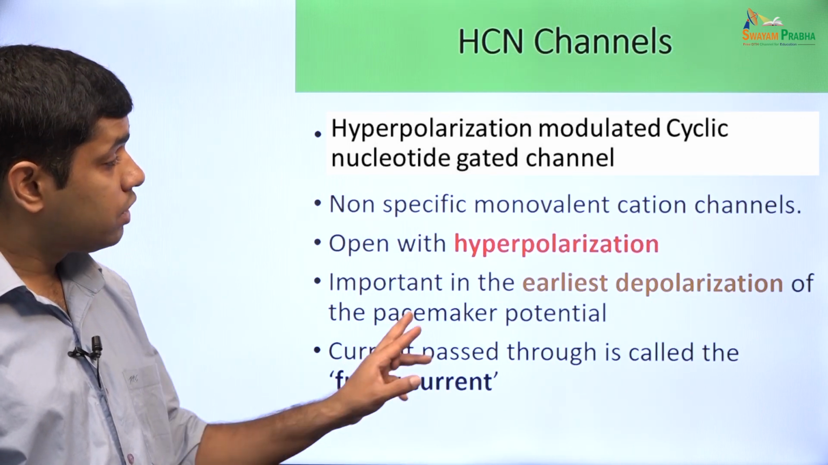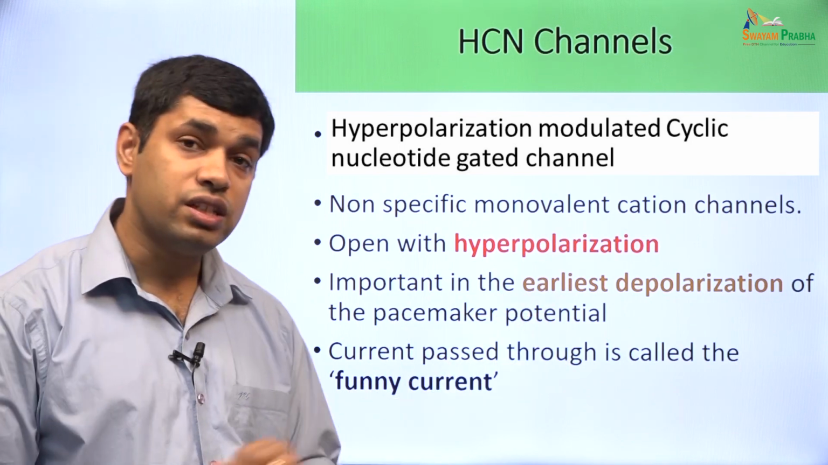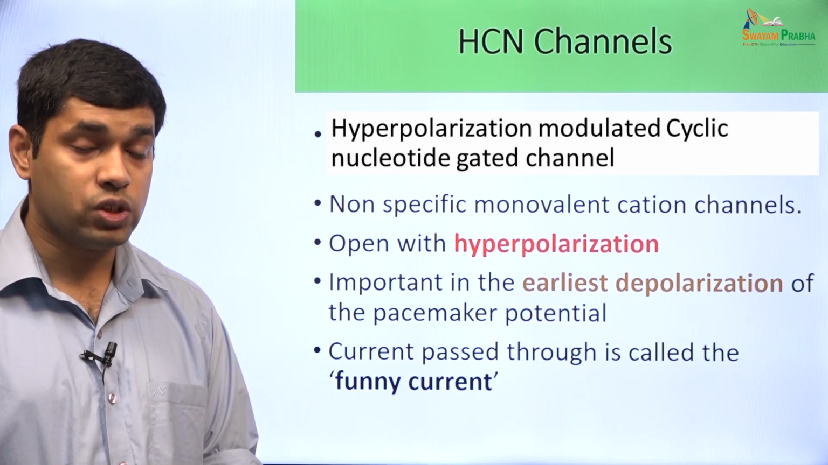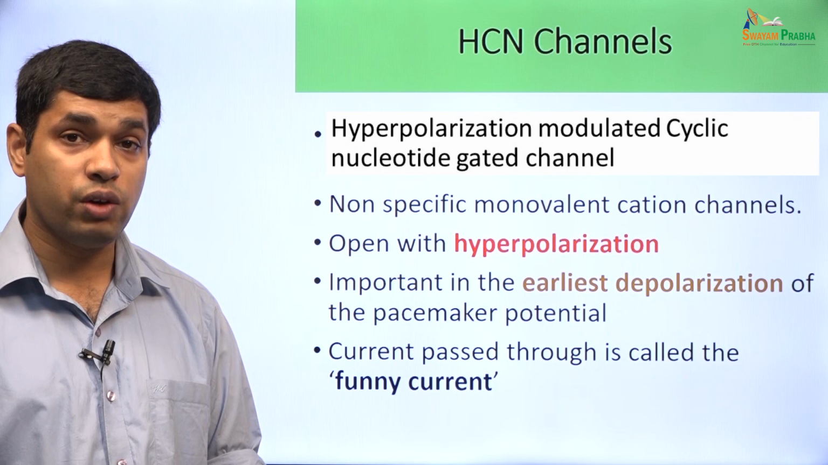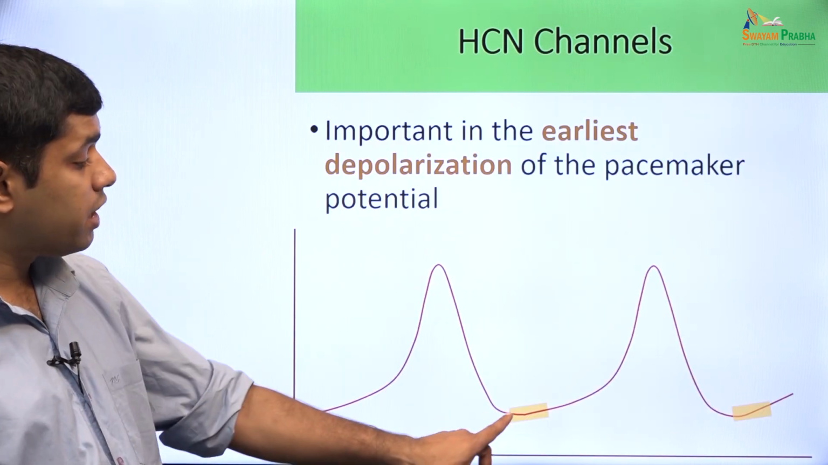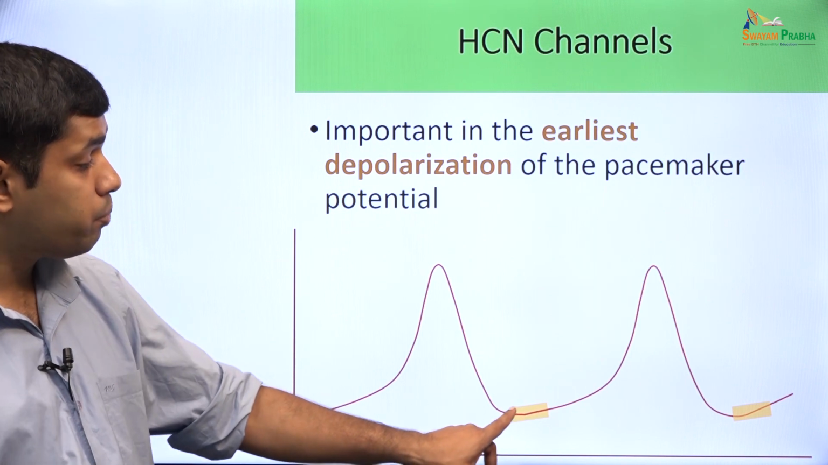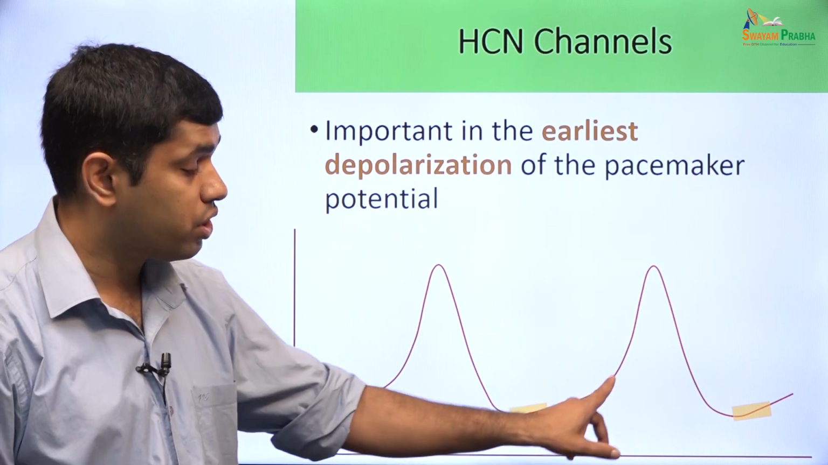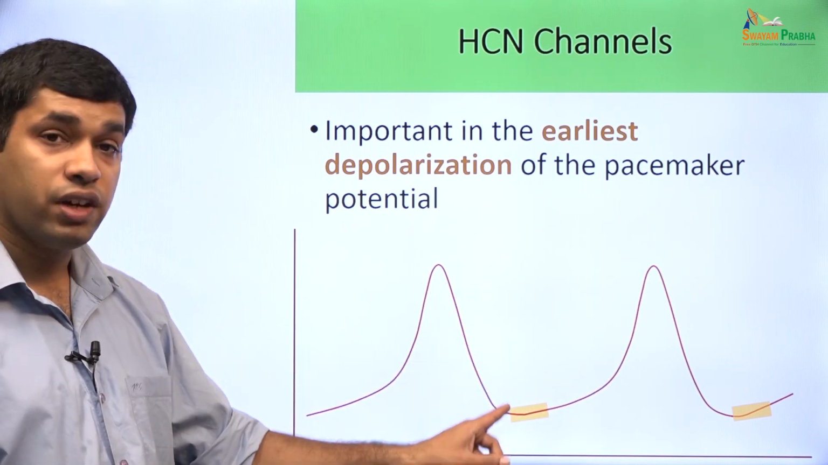Now, what is important? This is important for the earliest depolarization of the pacemaker potential. We've discussed the pacemaker potential when we talked about the T-type calcium channel, and the initial part of the depolarization of the prepotential or the pacemaker potential is because of the funny current.